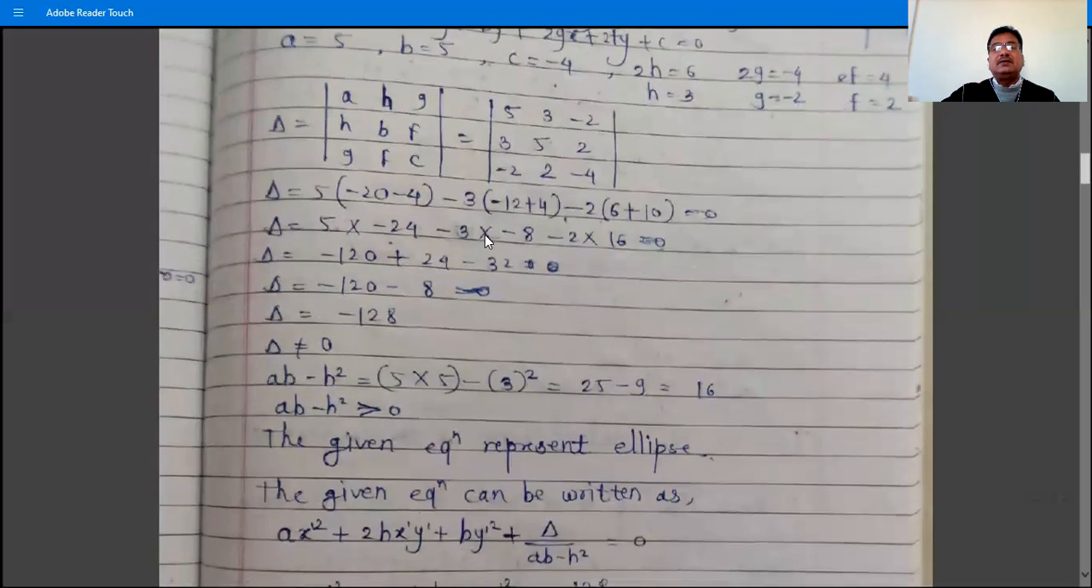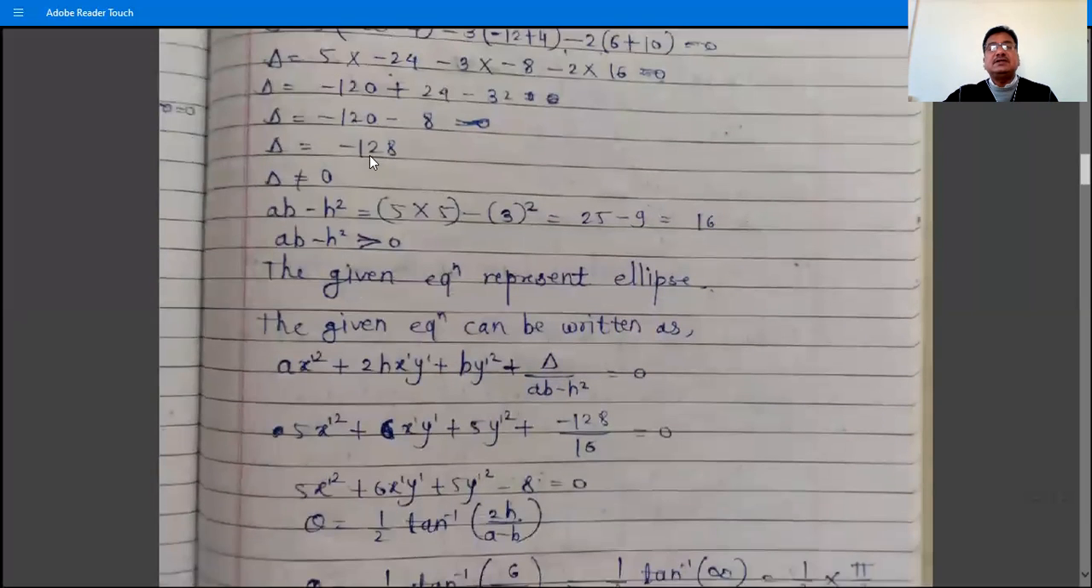Okay. And then this is equal to, we have, this is minus 24 into 5, this is minus 8 into minus 3, this is 16 into minus 2. And therefore, we have minus 120 plus 24 minus 32. Answer is what? Minus 128. And this quantity is delta, and this quantity is not equal to 0.